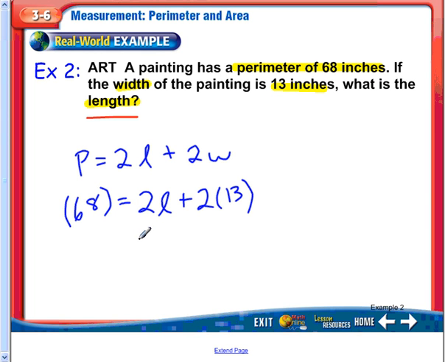Now, if we remember back to solving two-step equations, we had step 1, simplify both sides of the equation. This time, we will need to simplify 2 times 13 before we can move forward. So 68 equals 2 times L plus, and 2 times 13 is 26. Step 2 of solving two-step equations, get rid of addition or subtraction to the side with the variable. L is my variable. We need to get rid of addition by subtracting 26 on both sides.